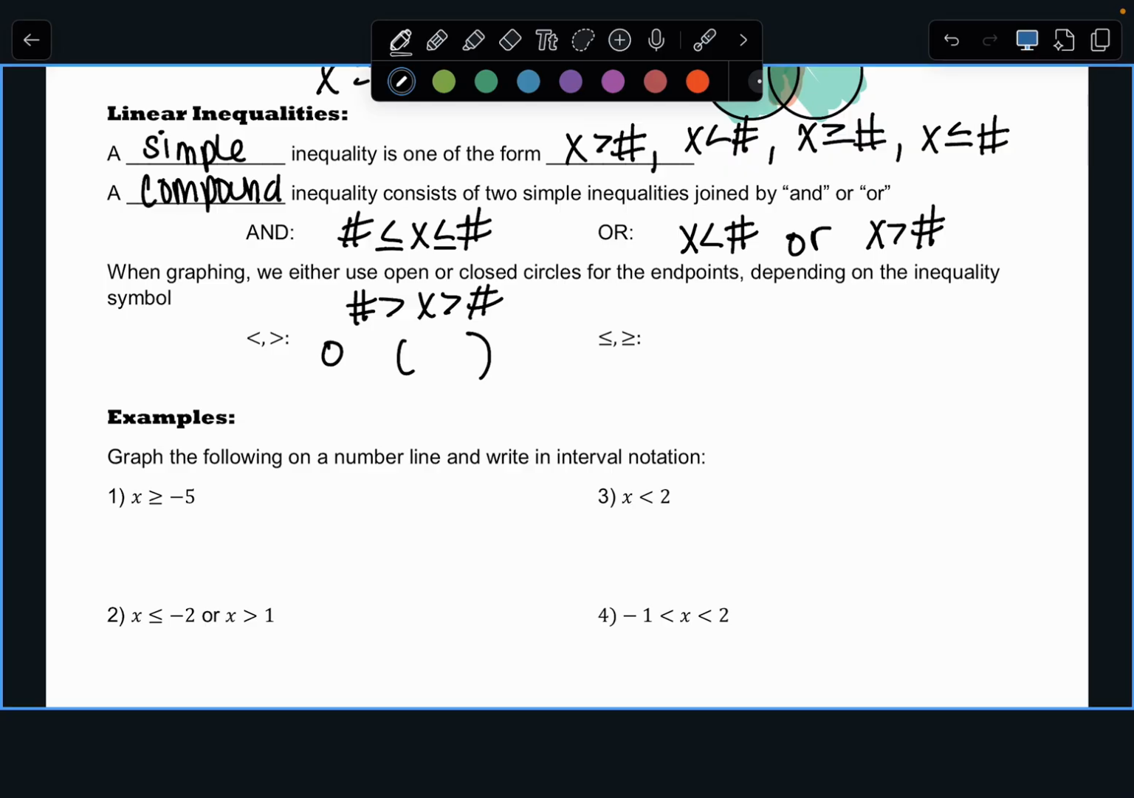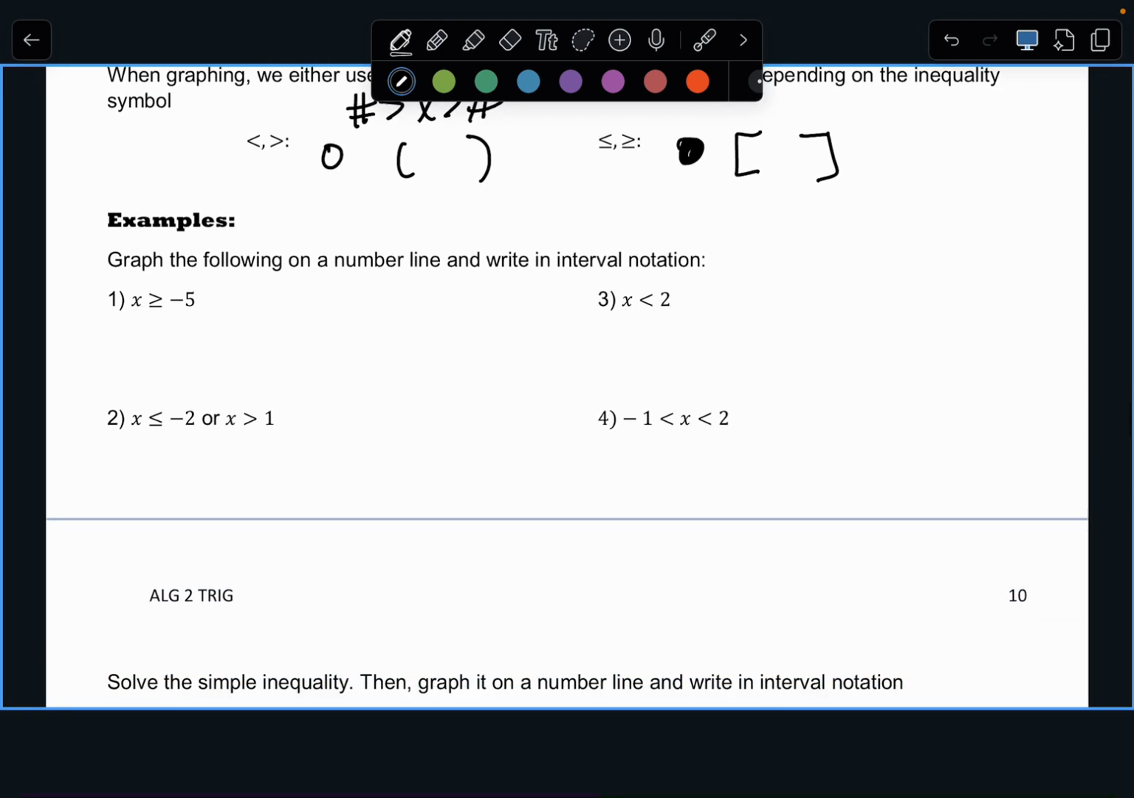Then we add the or equal to, so we add things over here. What changes about my circle? We fill it in, closed circle. What changes? I no longer use parentheses, but I use brackets. Perfect. We're going to add another layer to this on the next page. Okay? But let's do some examples.